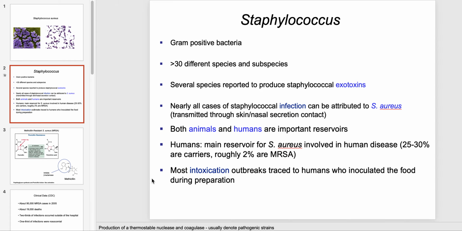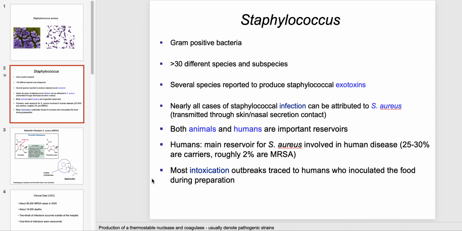And nearly all cases of staphylococcal infection are attributed to a specific species, Staphylococcus aureus, that's transmitted through skin and nasal secretions. It appears that both animals and humans are important reservoirs. So the main reservoir for aureus is probably people, but dogs and so forth can carry it as well. When we did a sampling of Cal Poly students, we found that about 20% were carriers of Staph aureus in their nose. And roughly about 2% of those were methicillin-resistant Staph aureus, which is a very deadly version of the bacterium that kills lots of people in hospitals, as you'll see.